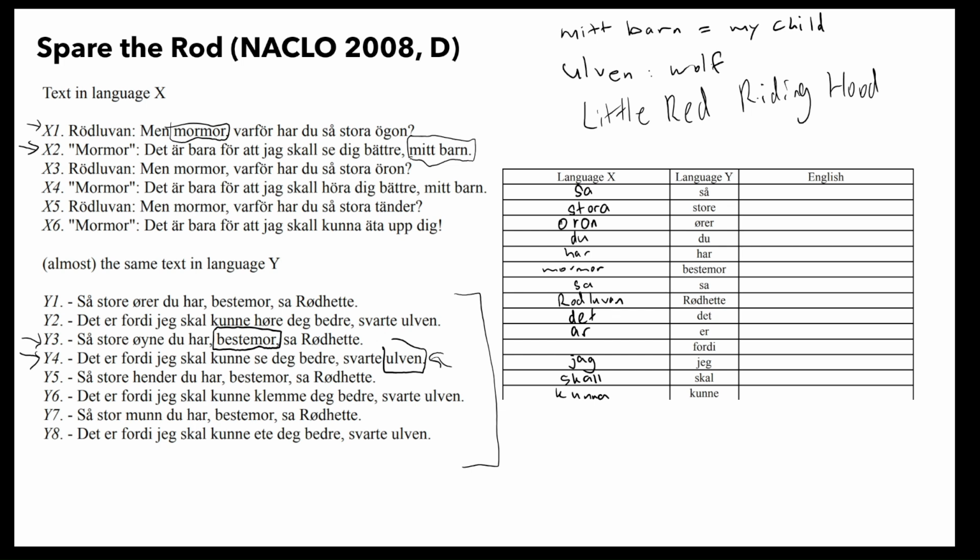Now, NACLO problems are made for a North American audience. So if you aren't familiar with Little Red Riding Hood, it's probably not an equitable problem for people who weren't born or didn't grow up in the United States or Canada. You probably wouldn't be familiar with it.